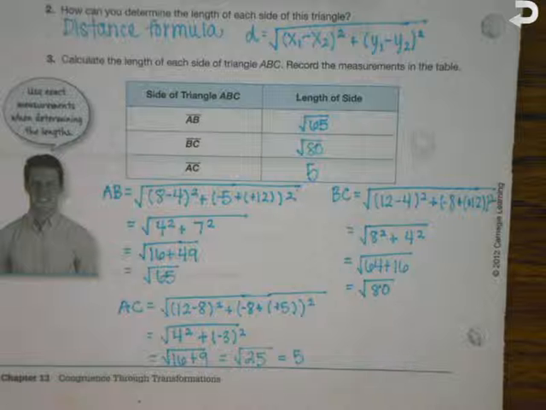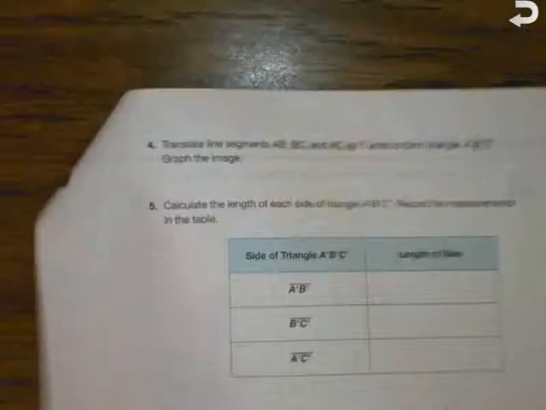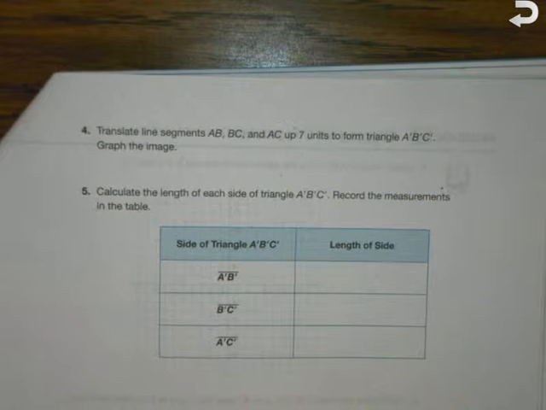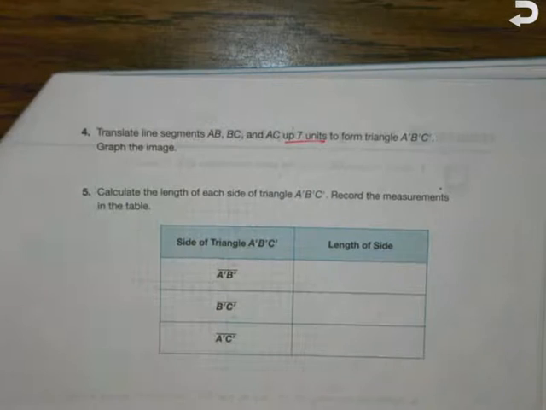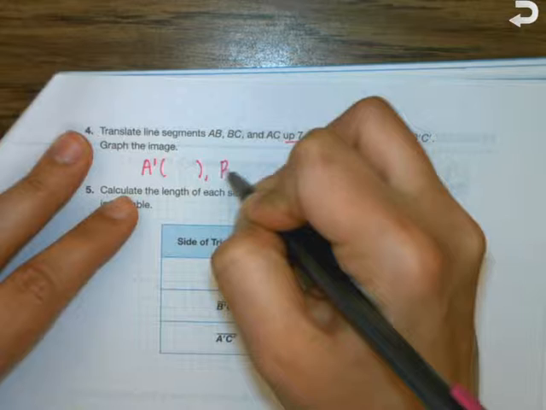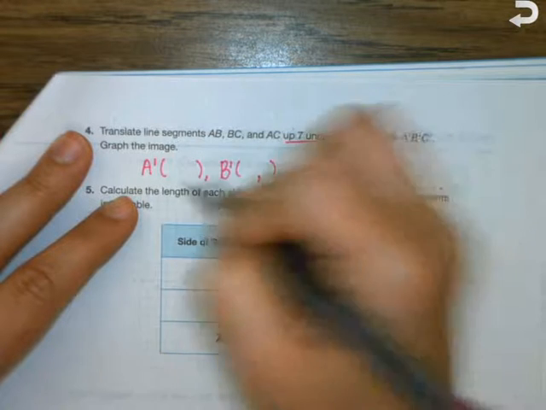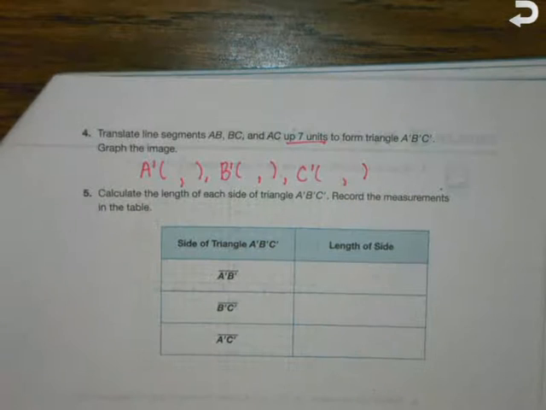Okay, so that's triangle ABC. Turn the page and let's see what it wants us to do. It says, translate the line segments AB, BC, and AC up 7 units to form triangle A prime, B prime, C prime, and graph the image. I also want you to give me the coordinates. So you're going to translate triangle ABC up 7 units, and then give me the coordinates for A prime, B prime, and C prime.